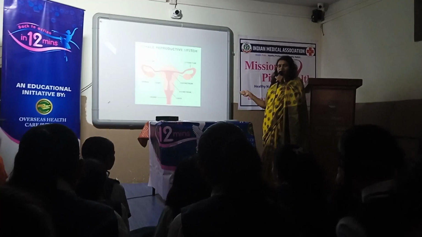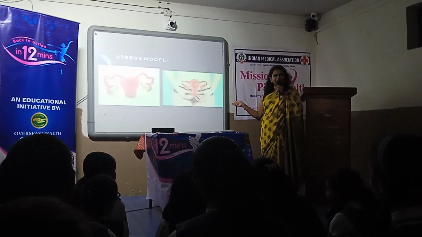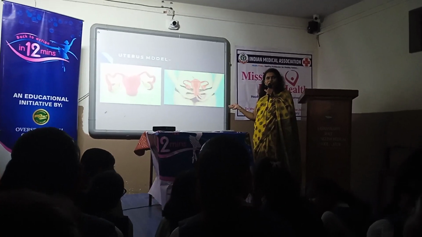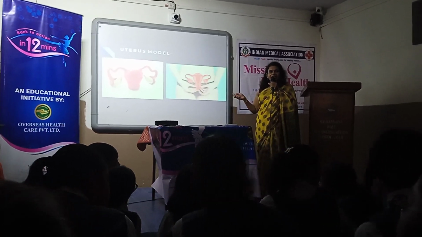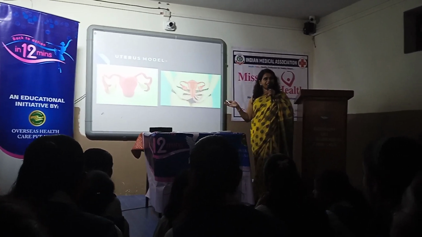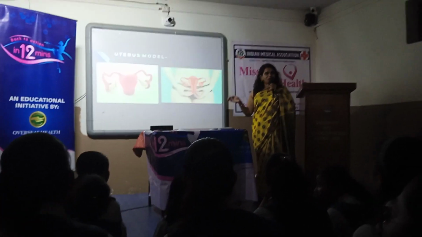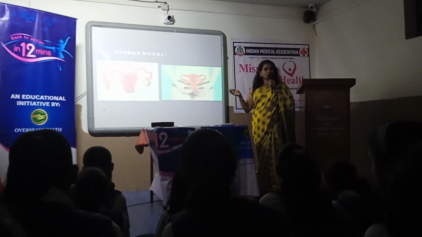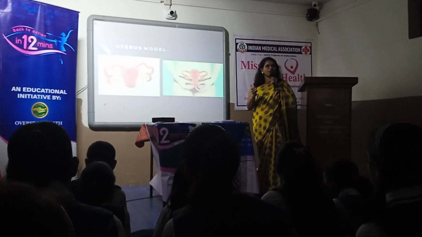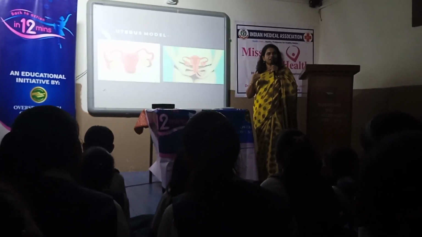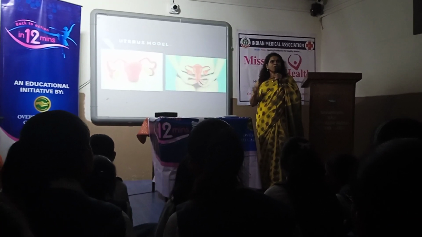The ovary's length is 3 cm, breadth is 1.5 cm, and thickness is 1 cm. There is one ovary on each side. All these organs are present at birth in a female child, but their maturation and activity start after puberty. All of you are in the pubertal age group, which is from 10 onwards up to 18 years.